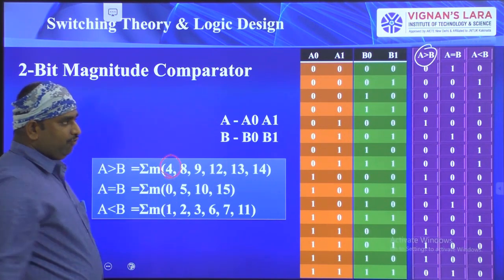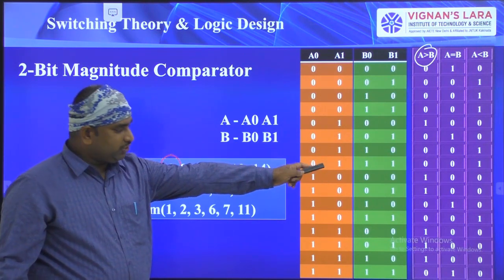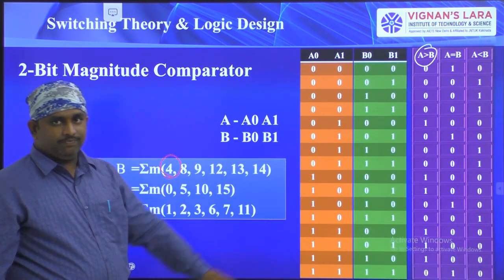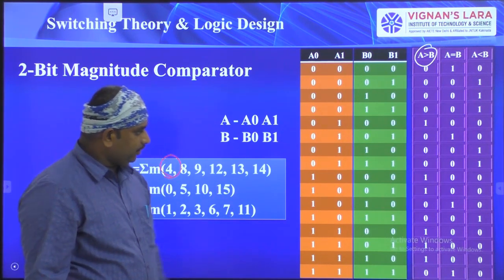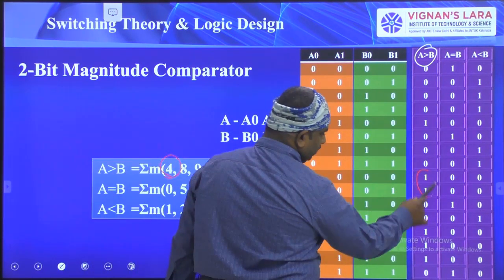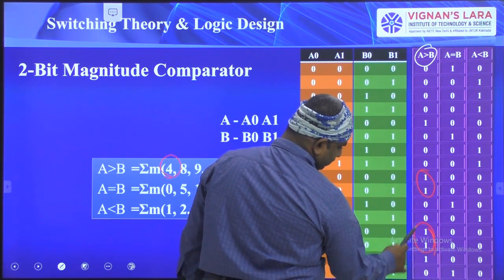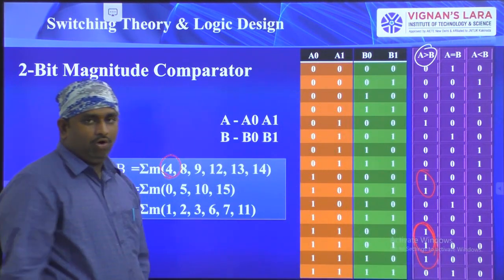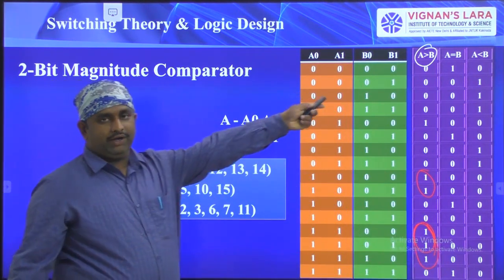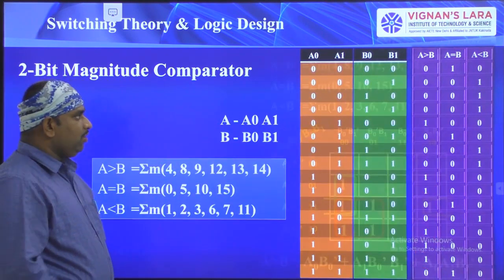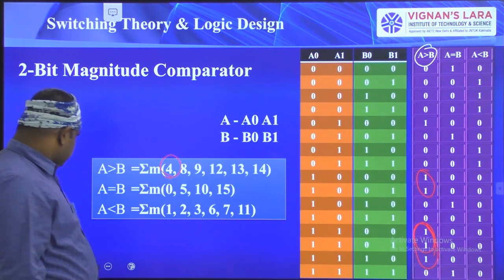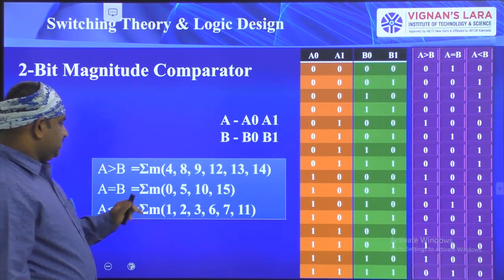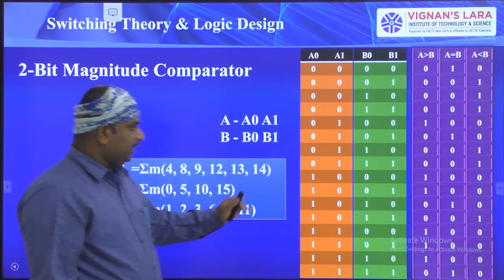This is the M4. Like that, see the remaining combinations 8, 9, 12, 13, 14. So these are the combinations. This one and these 3. Like that I have written the A equal to B function also. A equal to B is equal to sigma small m of 0, 5, 10, 15.